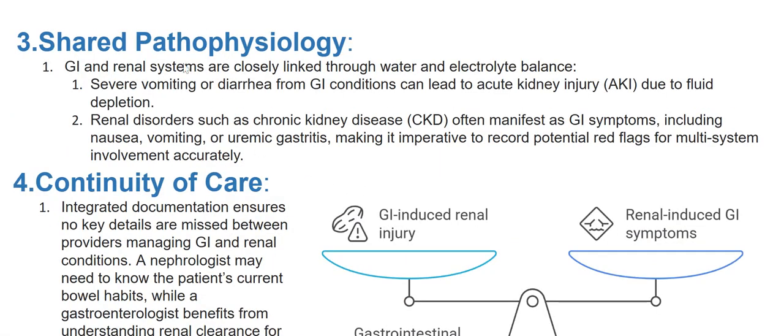Shared pathophysiology. GI and renal systems are closely linked through water and electrolyte balance. Severe vomiting or diarrhea from GI conditions can lead to acute kidney injury (AKI) due to fluid depletion. Renal disorders such as chronic kidney disease (CKD) often manifest as GI symptoms, including nausea, vomiting, or uremic gastritis, making it imperative to record potential red flags for multi-system involvement accurately.